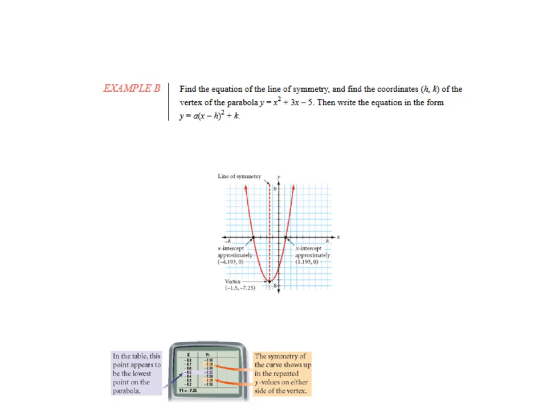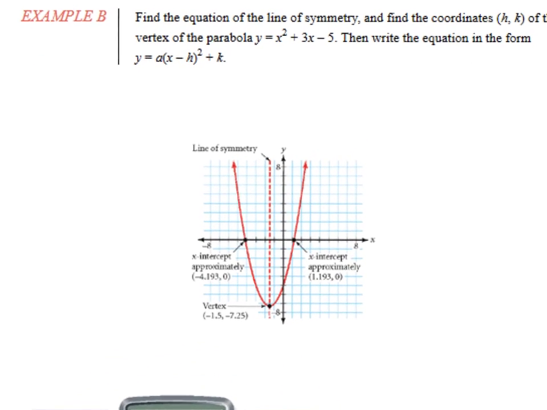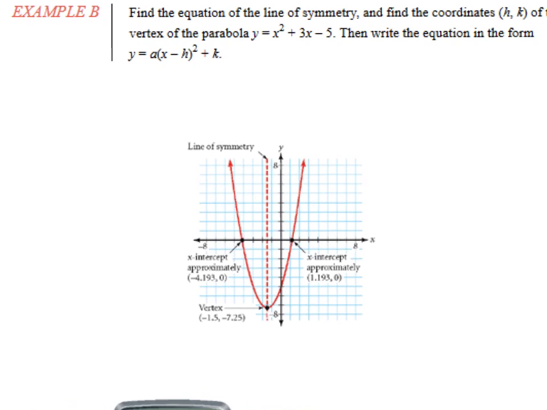Now example B is asking us to find the equation of the line of symmetry, find the coordinates (h, k) of the vertex of the parabola y equals x squared plus 3x minus 5, which is the same equation that we had up above in example A. Then we are going to write the equation in the form y equals a times (x minus h) squared plus k, which is called vertex form, because it shows us where the vertex is.